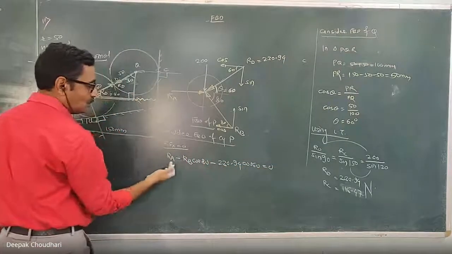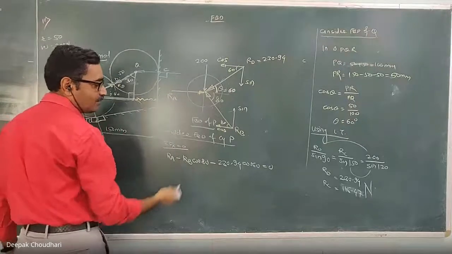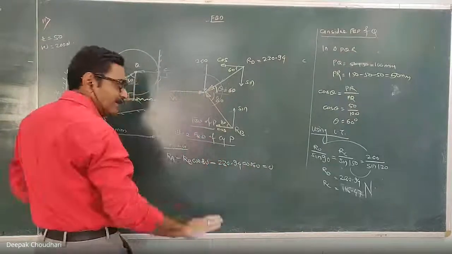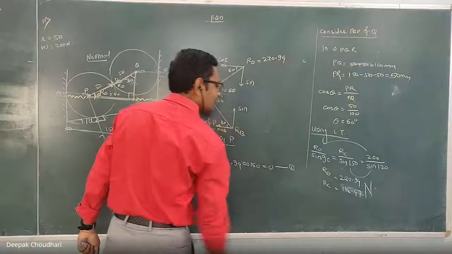ये equation में दो unknown है, RA and RB. We cannot calculate the two unknowns. Don't simplify, ऐसा ही रखो and call it equation number 1.